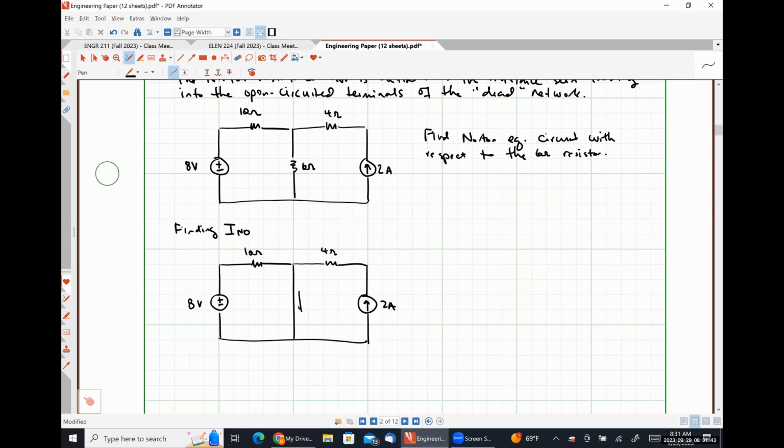And our Norton current is defined as the current flowing through that short. So how could we find this current?